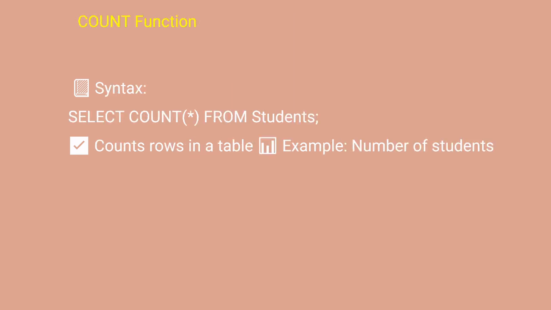Count returns the number of rows. For example, count star from students gives the total number of students in the table.